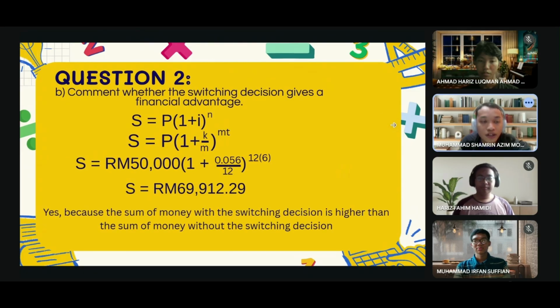Next question. Question 2C. Comment whether the switching decision gives a financial advantage. Same again, we use the formula. But this time it asks us to compare whether it's better to have the switching decision or not. So to solve this, we're going to find the amount without the switching decision. So it's S equals 50,000 times bracket 1 plus 0.056 over 12 close bracket to the power of 12 times 6, which is 69,912 ringgit and 29 cents.